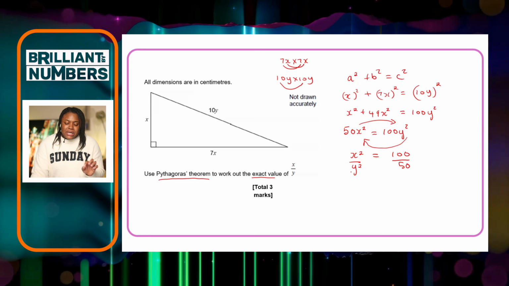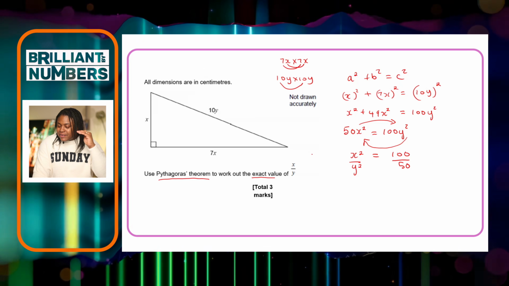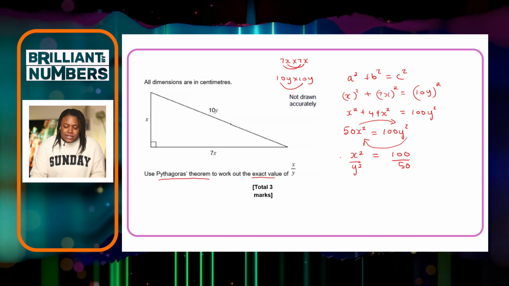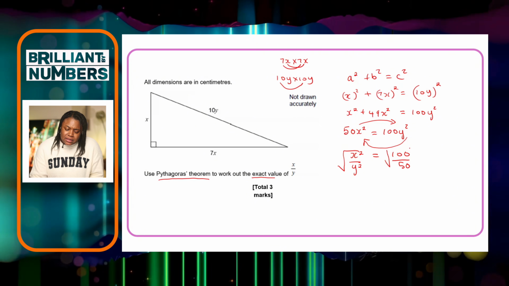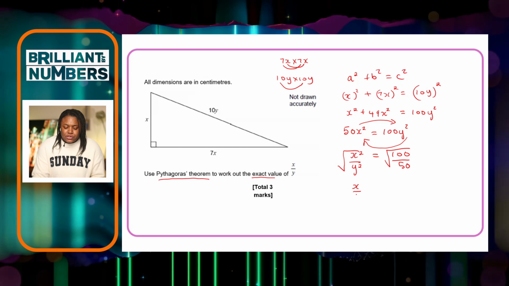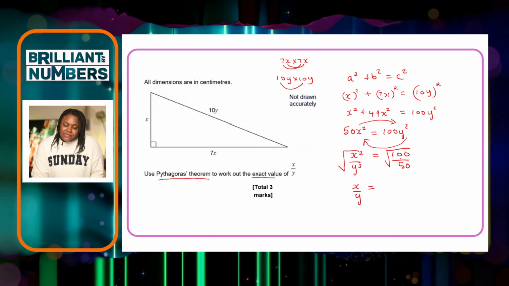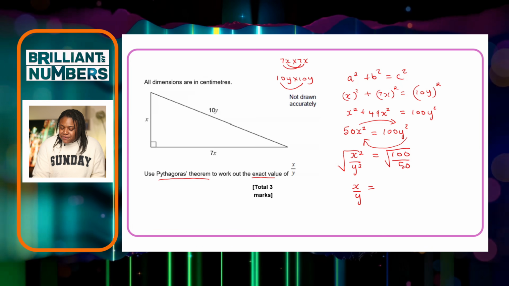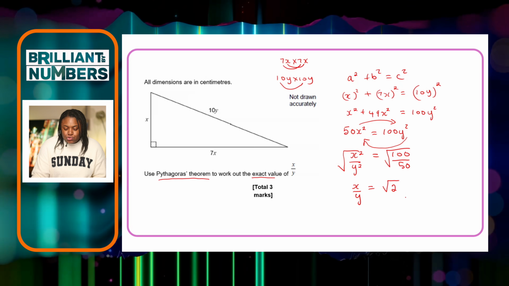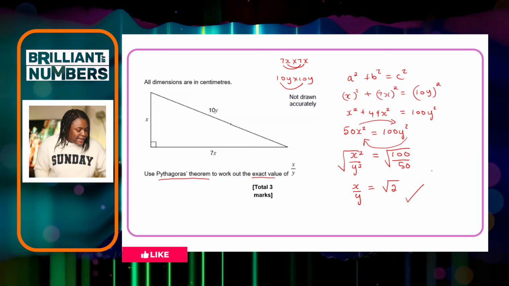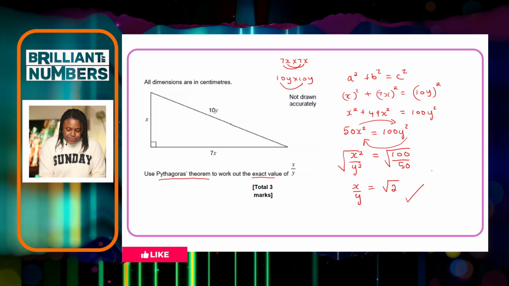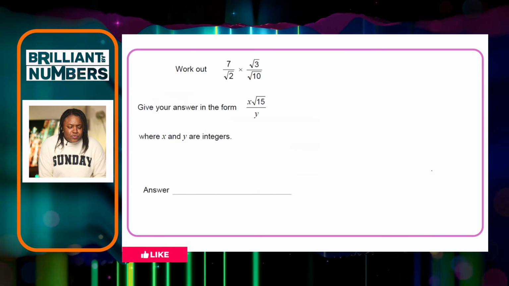Absolutely beautiful. So now I wasn't asked to get x squared divided by y squared. I was asked for x and y, so I have to square root. So I'm going to square root both sides. Let's look. Square root removes a square, so now I'd have just x over y. So if we divide this, 100 divided by 50 is 2. So our exact value of x over y is root 2. That's an exact value. Absolutely brilliant, guys. Beautiful. Okay, so we are going to be moving on.